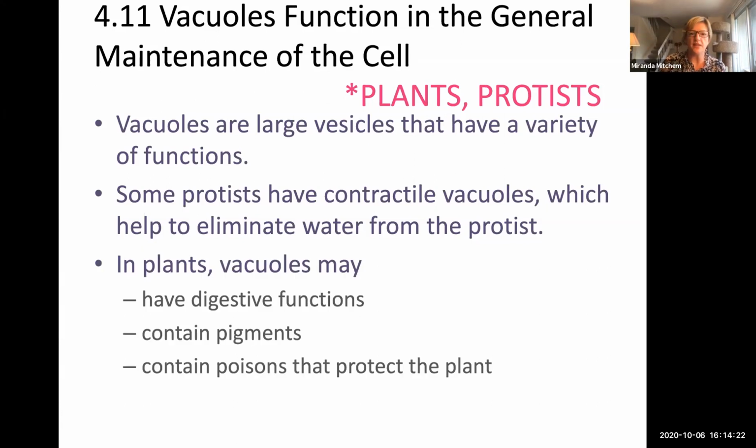But in a plant, the vacuoles can have different functions. They're involved in digestion of the plant food. Some of them have pigments. Some of them even have the toxins that a plant produces. And this way, the plant is not susceptible to its own toxin because it's contained within the safety of a vacuole. So something like poison ivy, for example.